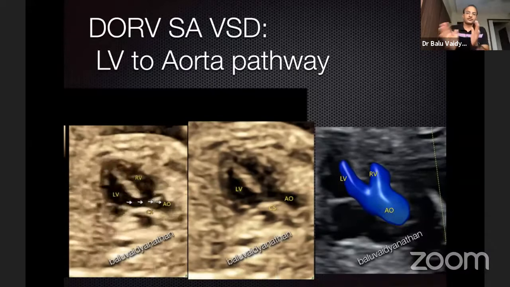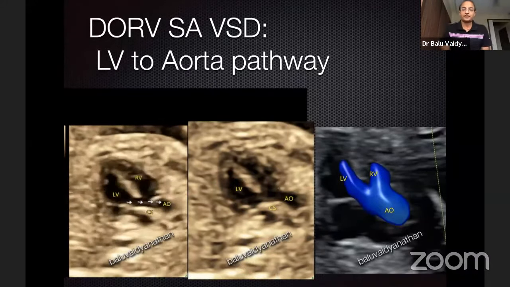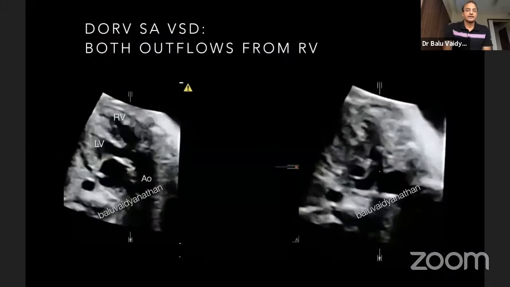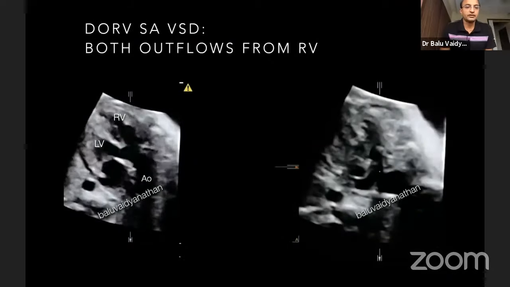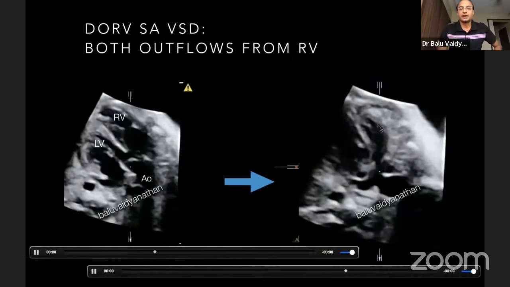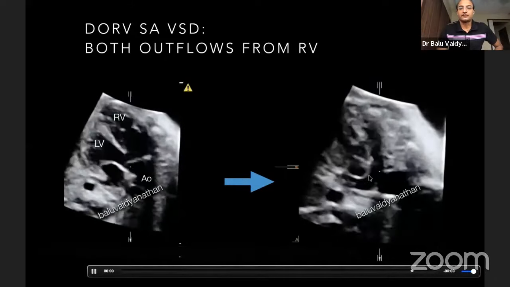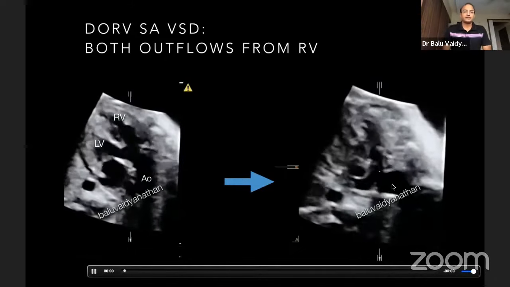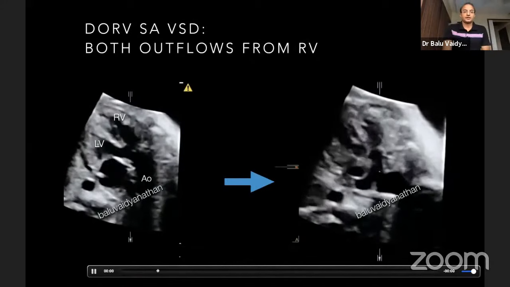If you compare it with the tetralogy, you can see that the angulation and the degree of override is clearly more in this case. And by the arrows, I have shown the pathway from the LV to the aorta. So again, the same thing. You can see the LV to the aorta pathway. The aorta is completely arising from the right ventricle. And with the cranial tilt, you can see here the pulmonary artery is also arising from the right ventricle. And the pulmonary artery is smaller compared to the aorta.